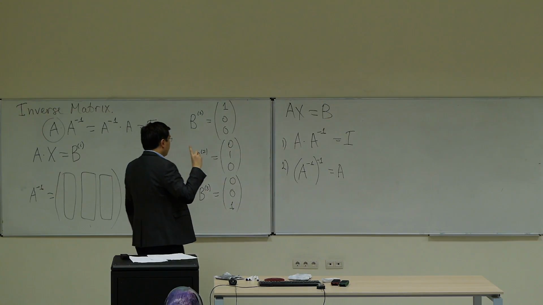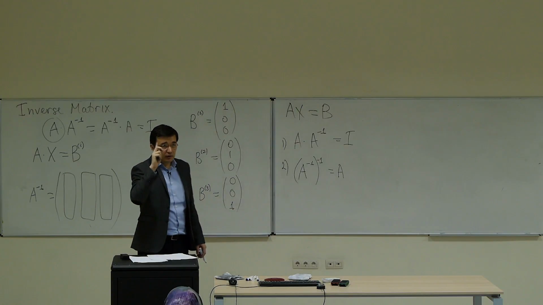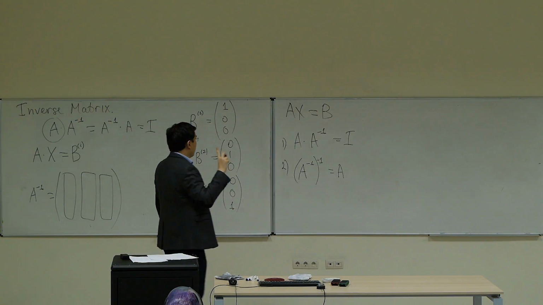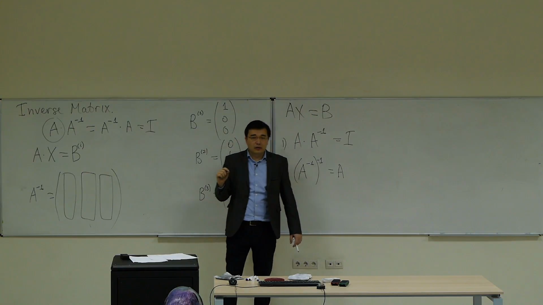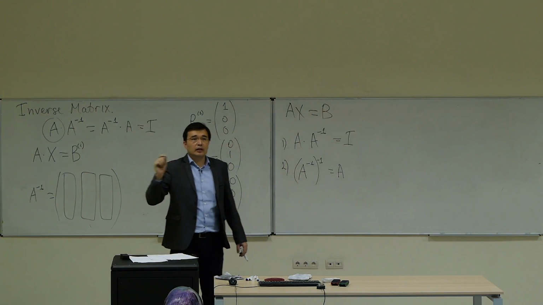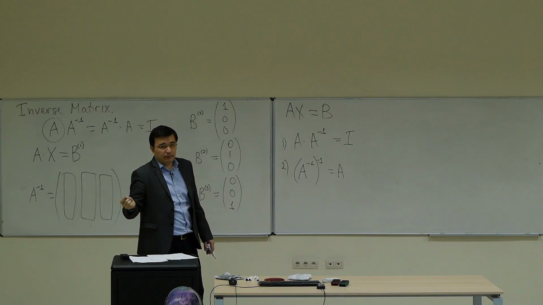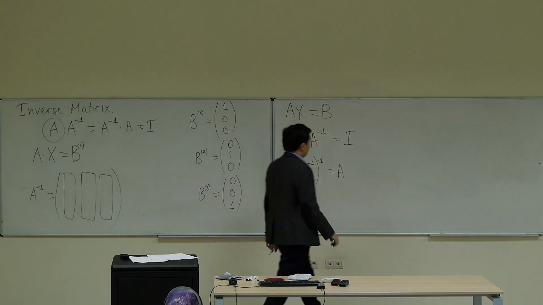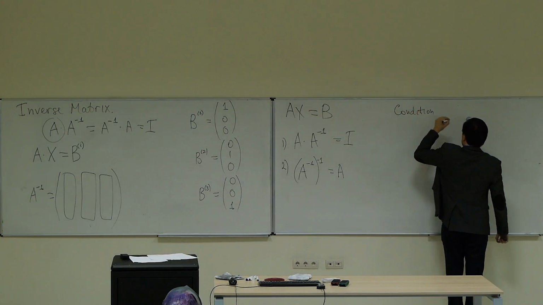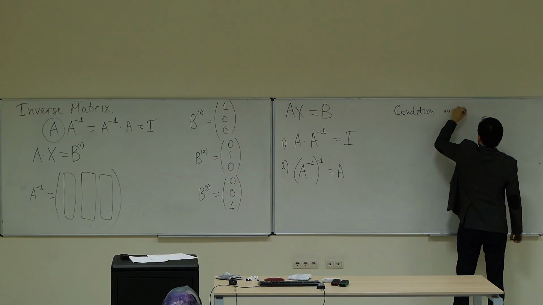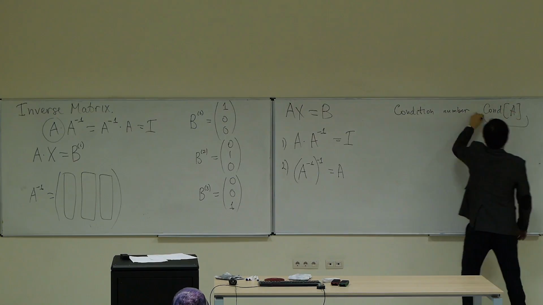But there is one way which is based on just one number. You can come up with one number using the inverse matrix that gives you an idea about how good your solution will be, or in other words, how ill-conditioned your system is. And that number is called the condition number. The matrix condition number is denoted like this, for matrix A, with this notation.